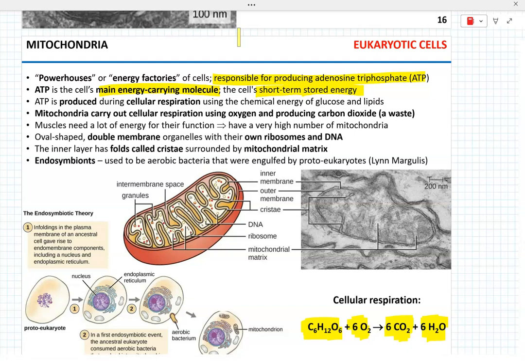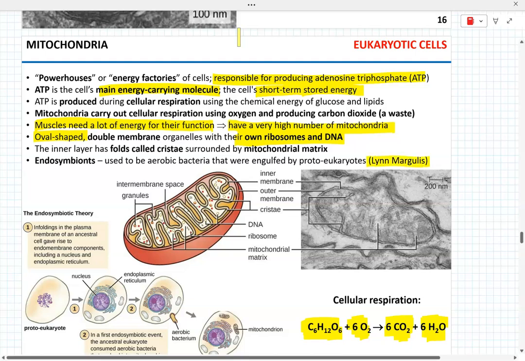Depending on the function of the tissue, cells in that tissue may have many or very few mitochondria. For example, muscles that need a lot of energy for contraction are very rich in mitochondria. These organelles have an oval shape, and they are surrounded by two membranes, just like the nucleus. Interestingly, these organelles have their own ribosomes and their own DNA, both looking like ribosomes and DNA from bacterial cells.